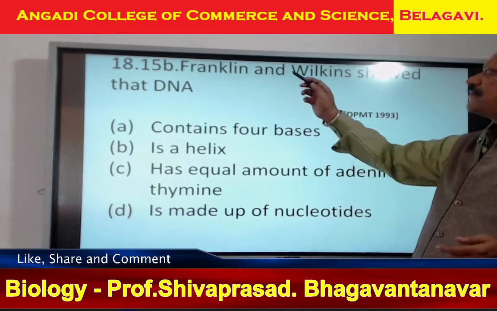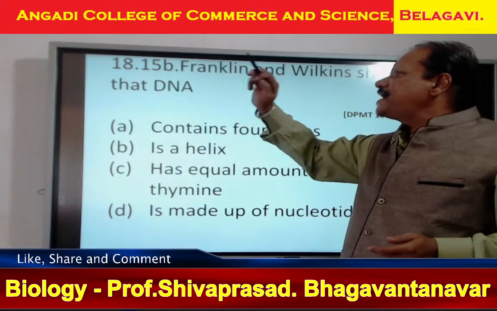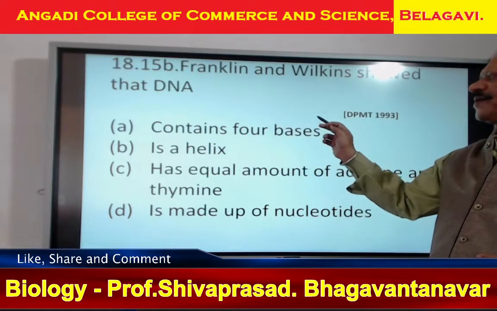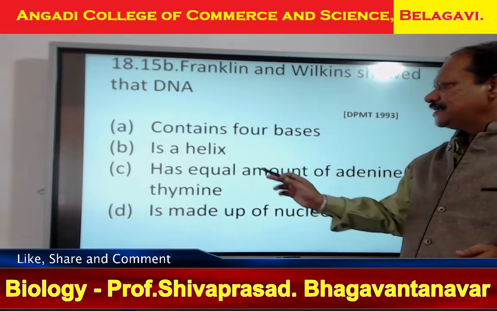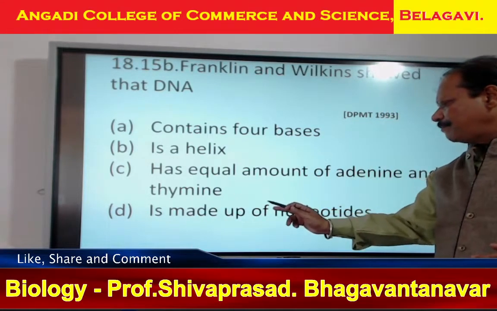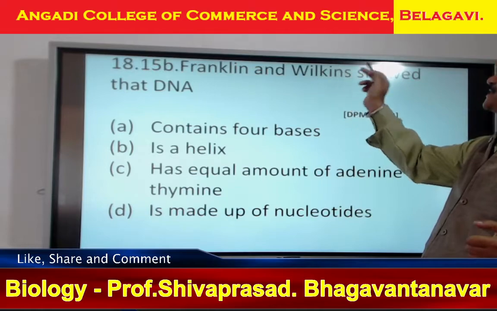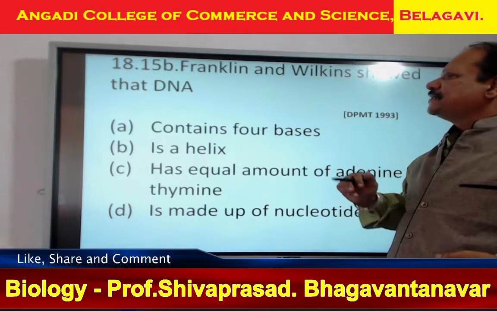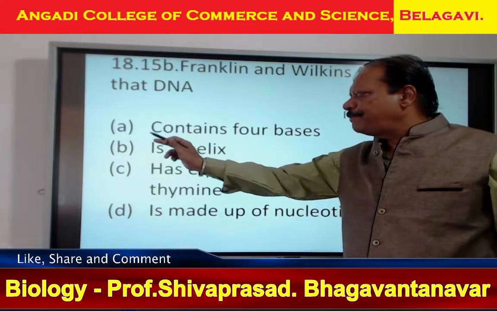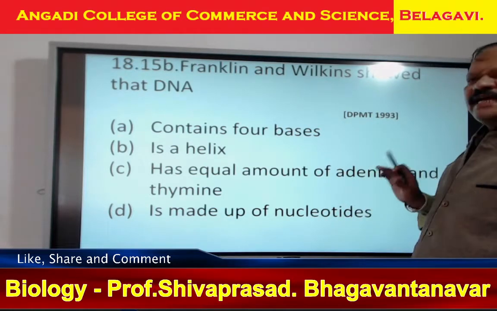Now, Franklin and Wilkins showed that DNA, the four options are given here. DNA contains 4 bases, is a helix, has equal amount of adenine and thymine, is made up of nucleotides. So Franklin and Wilkins showed that DNA is a helical structure. So option B is the right answer. It is called a helix.